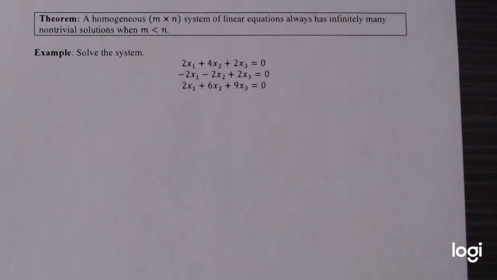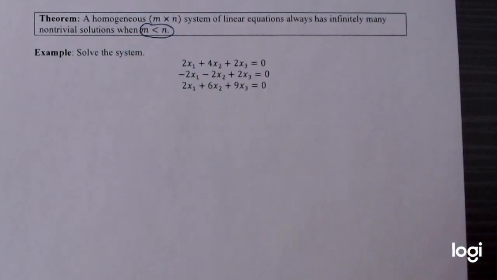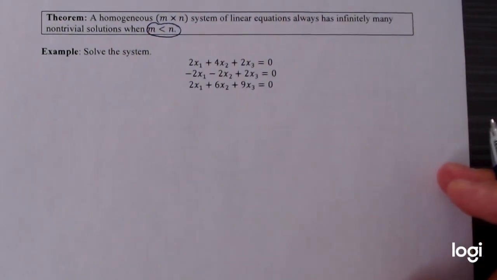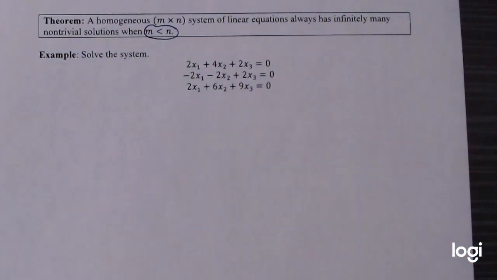Nice theorem here as well. A homogeneous system of linear equations always has infinitely many solutions when m is less than n, and that's a nice one. And remember, what it means by non-trivial means they don't equal just zero, right? That's what they mean.